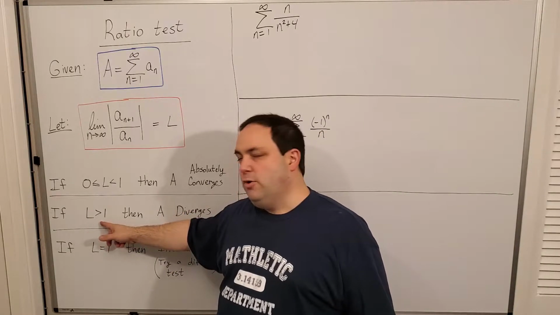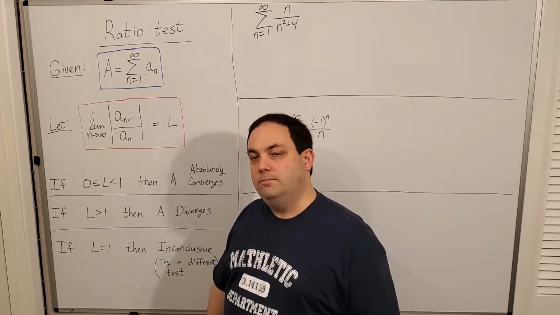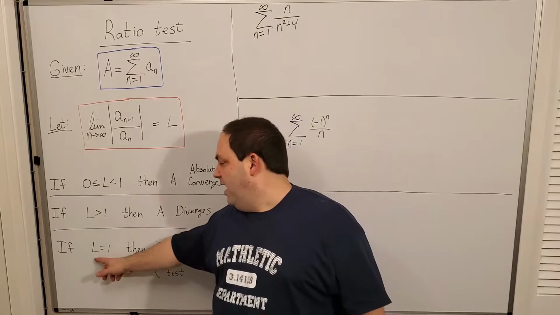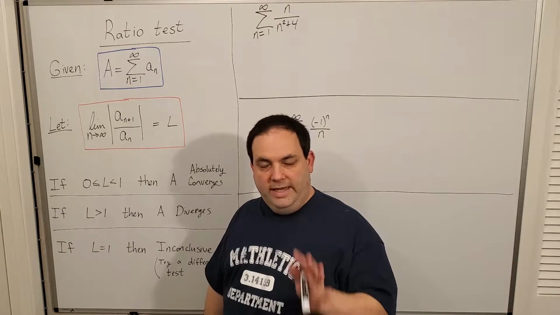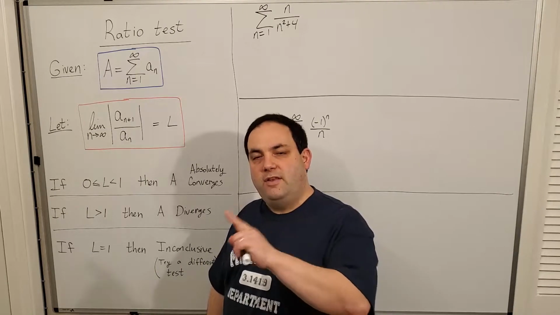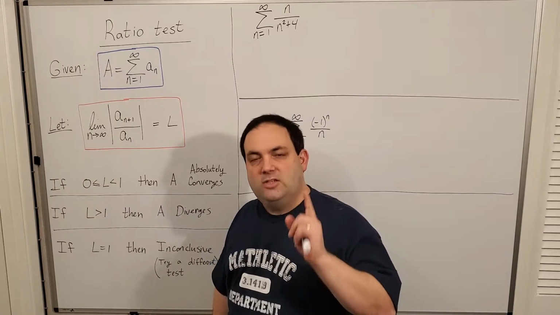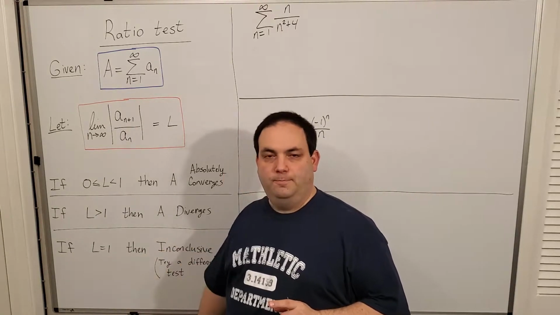If L is greater than 1, strictly, no equals, if it's something bigger than 1, then your series diverges. And if L is 1, then the test failed. It doesn't mean that it diverges. It doesn't mean that it converges. It means this was not the right test for you to choose if it's equal to 1.